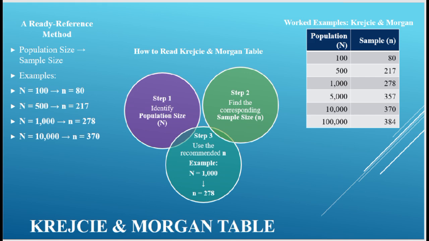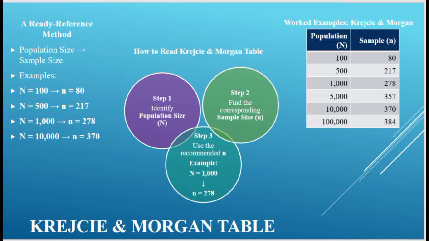However, it is important to understand that the table is based on specific statistical assumptions. Therefore, researchers should not blindly use the table without considering whether its assumptions match their research design or not. But now the question is how to read Krejcie and Morgan table. Let's understand. Step 1. Identify population size, capital N. Step 2. Find the corresponding sample size, small n. And step 3. Use the recommended n.